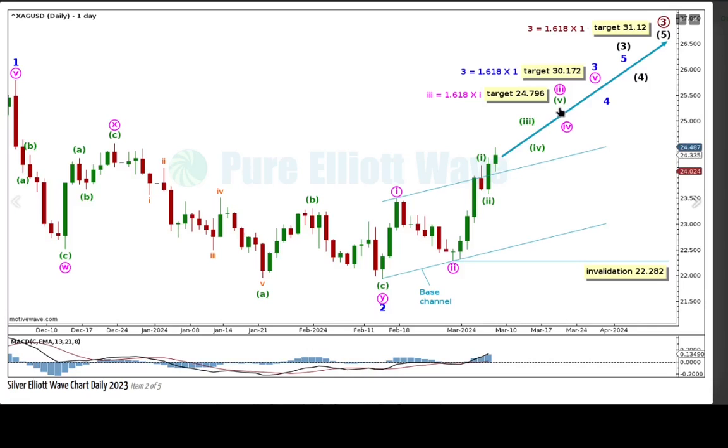Within minute wave 3, no second wave corrective movement can move below its start at 22.282. And overall price is expected to continue upwards away from this base channel. When a complete Elliott structure is seen for minute wave 3, this channel will be redrawn as an Elliott channel.